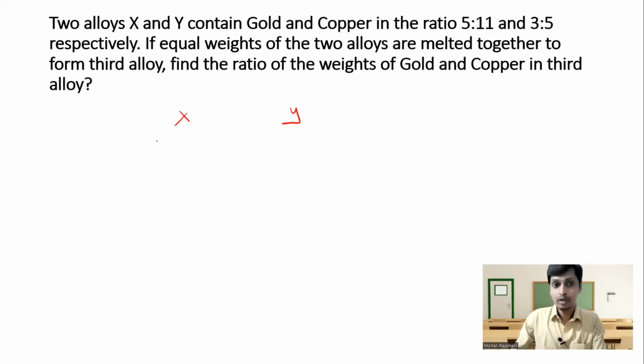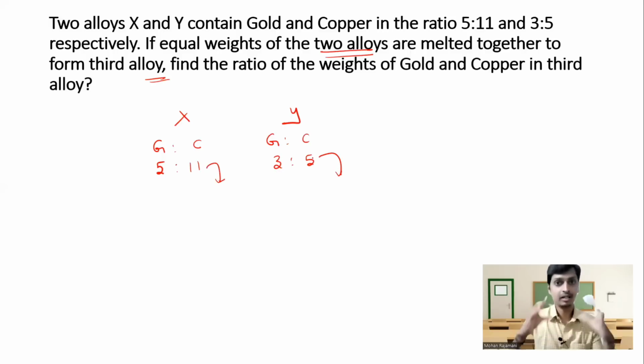And in X, you have gold and copper in the ratio 5:11. And in alloy Y, you have gold and copper in the ratio 3:5. Now, if equal weights of two alloys are melted together to form a third alloy. So if you take 1 kilogram from X, you have to take 1 kilogram from Y. So if you take 100 kilogram from X, you have to take 100 kilogram from Y. So what we can do, you have to mix in equal weights, right?